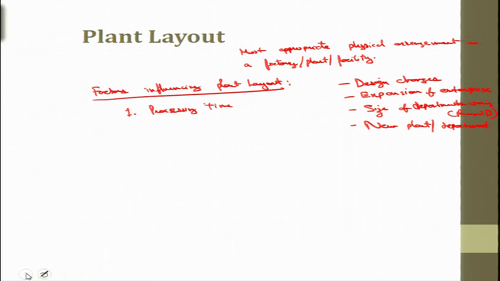Okay, before taking this, I'd just like to list the kinds of layouts that we have. The first kind of layout that I would like to talk about here is the process layout. This is also known as functional layout. What happens in process layout? In process layout, one kind of process is put in one section in a factory or in a plant.